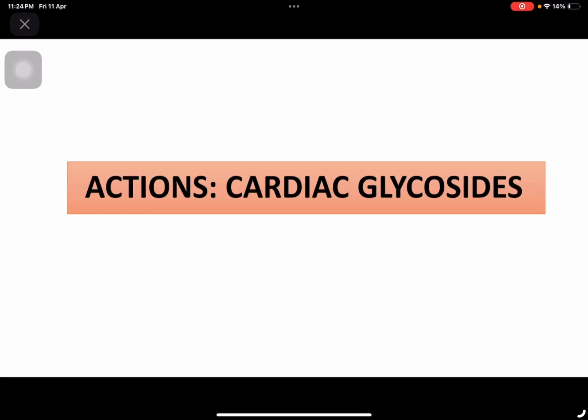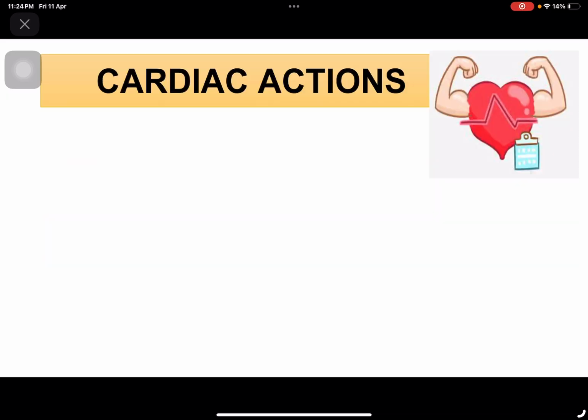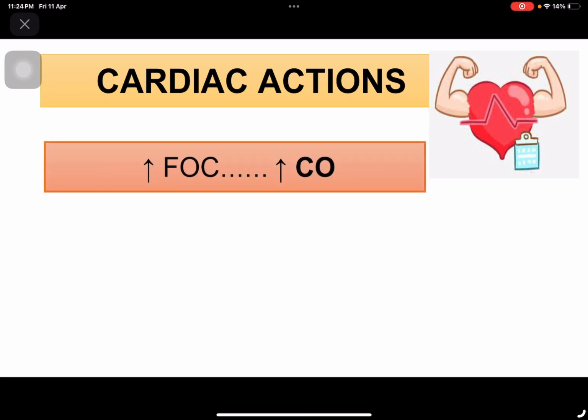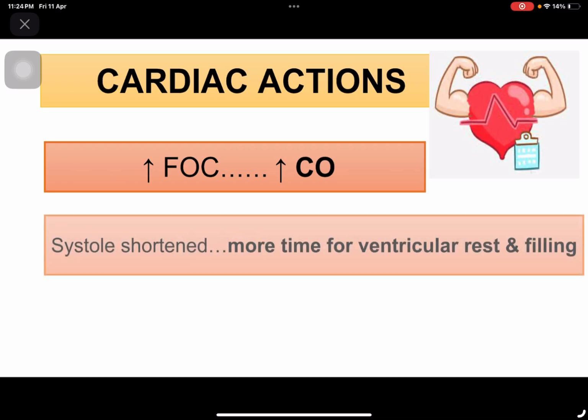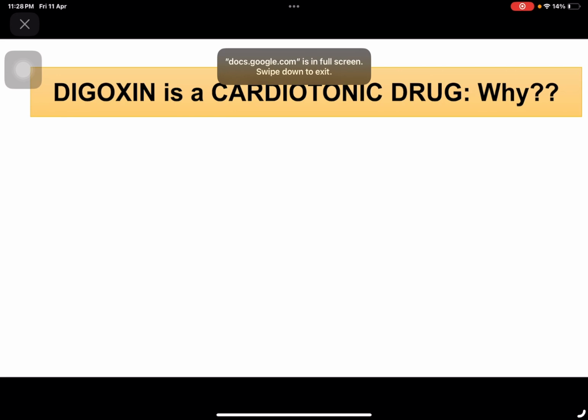So, actions of cardiac glycosides. They have cardiac as well as non-cardiac or extracardiac actions. Cardiac actions: they increase the force of contraction and increase cardiac output. Then systole is shortened, giving more time for ventricular rest and refilling. Then it decreases the heart rate due to vagal stimulation. Why is digoxin a cardiotonic drug?